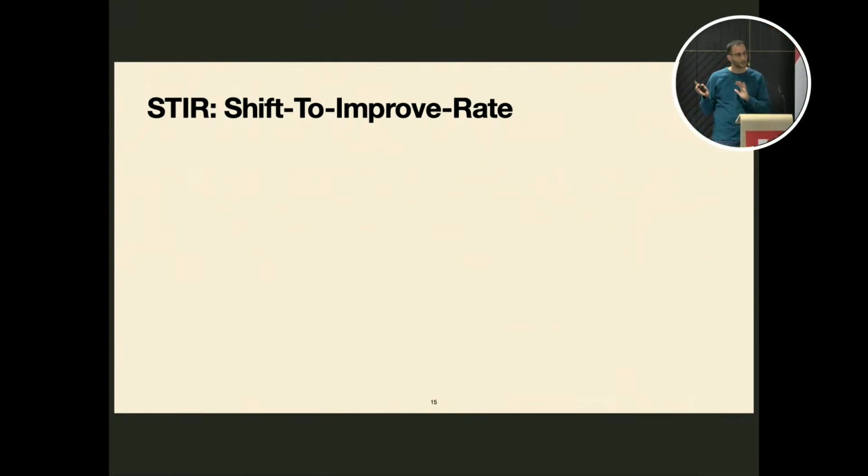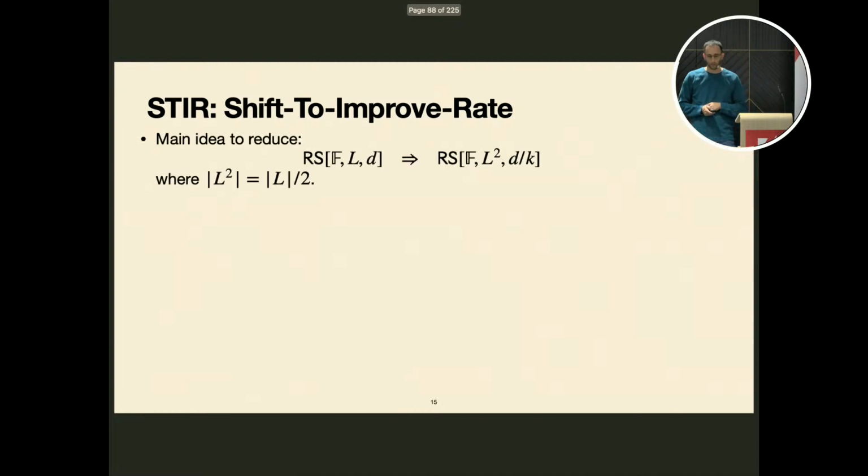Good. Now I want to move to talk about STIR. STIR stands for Shift To Improve Rate, and we're going to see what this means. The main idea of STIR is the following. We're going to do a small recursive step, just like Phi. But we're going to reduce the Reed-Solomon code with evaluation domain L and degree D to a Reed-Solomon code where the degree is D over K, but the evaluation domain is just L squared. So the size of L squared is just |L| over 2. So we decoupled this 2 from this K.